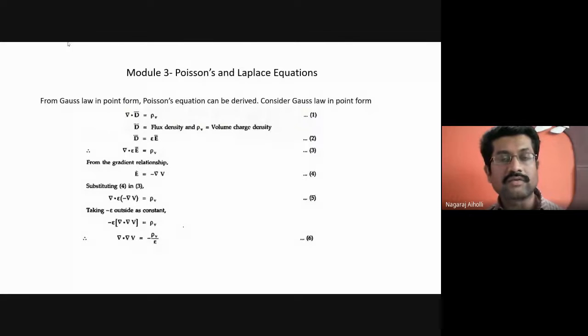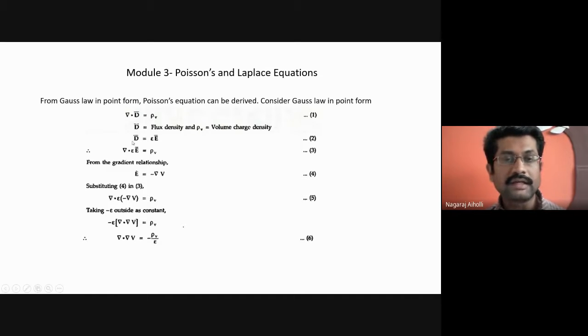And this equation is also called by another name. What is the other name for Gauss law in point form? Can anybody recollect? It is called Maxwell's first equation. Both are one and the same. Where D bar is flux density and rho v is volume charge density. That is, divergence of the electric flux density is equal to volume charge density. This is the equation of the Gauss law in point form, or Maxwell's first equation.